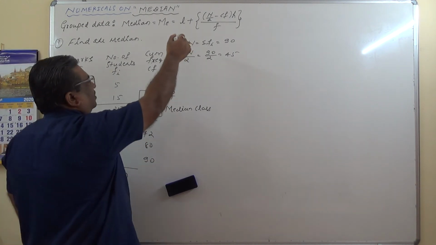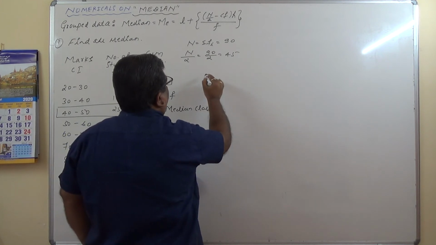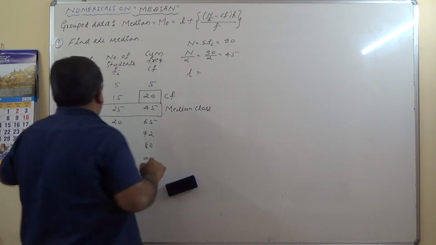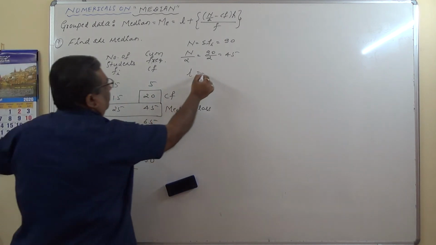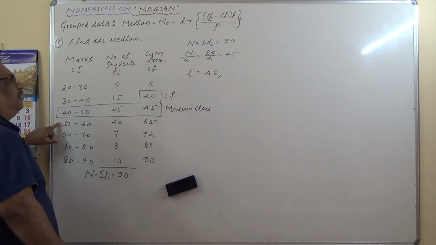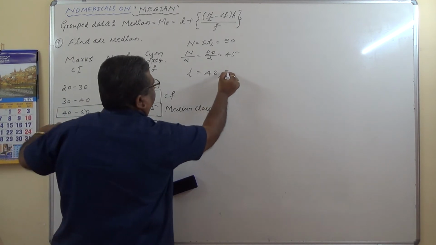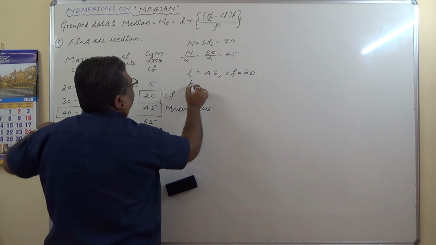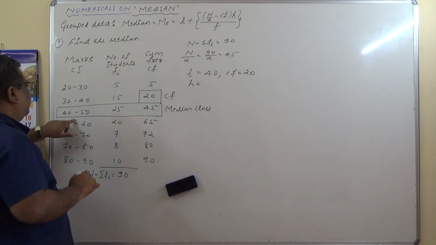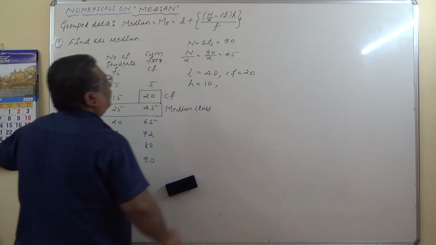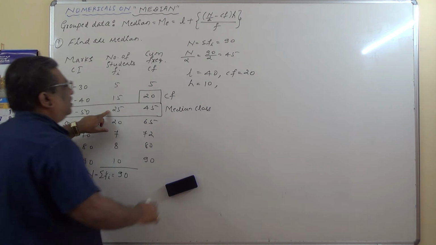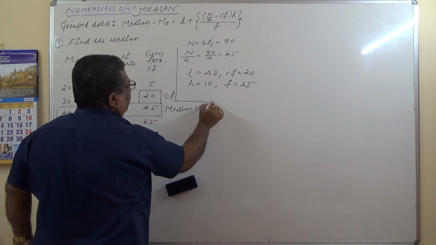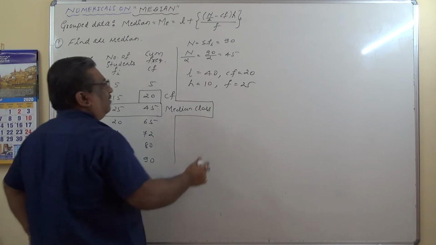So let me populate the values. We know that formula. First we'll write down all the parameters that are required here. L equals lower limit of the median class, which is 40 here, and n by 2 is already there. CF I require. CF is 20. H is required. Median class size 50 minus 40, 10. F, the frequency of the median class, 25. So with this we'll try to substitute in the formula and find the answer.